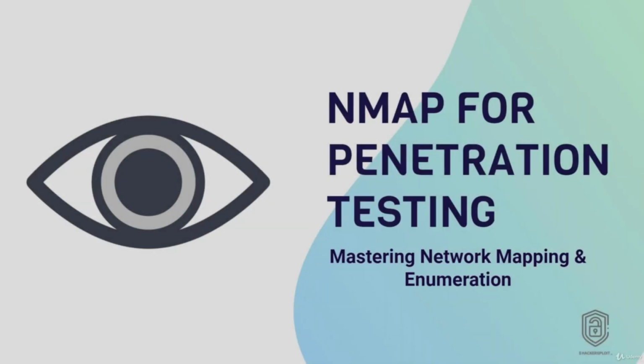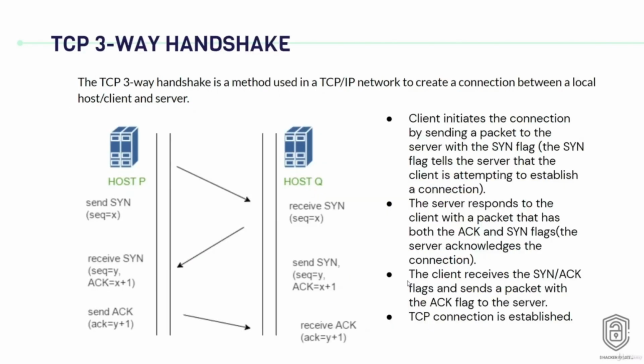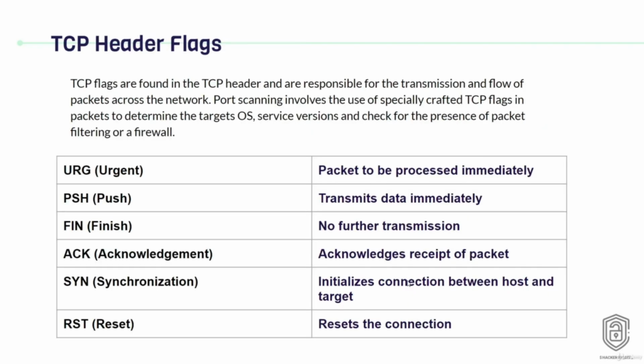Welcome back. In this video, we're going to be taking a look at TCP header flags, and we'll then take a look at the TCP three-way handshake, where I'll actually take you through the entire process using Nmap and Wireshark, and we'll be able to see the actual TCP three-way handshake take place. That being said, let's get started with understanding what TCP header flags are.